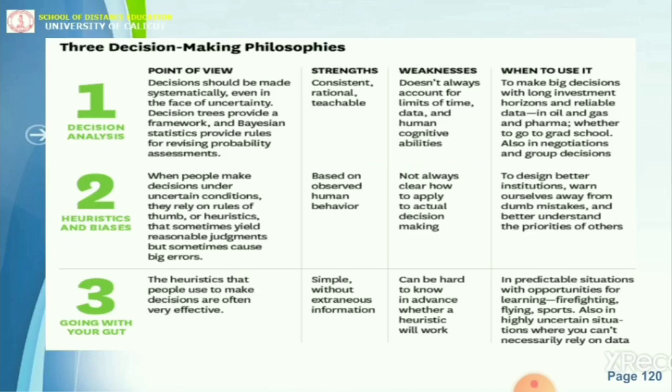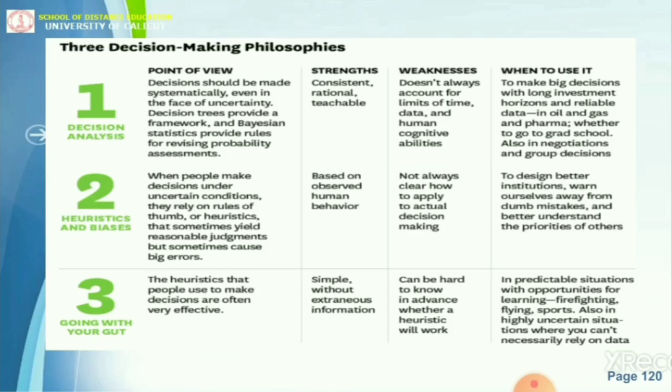Here you can see three decision-making philosophies. The first is decision analysis, the second is heuristics and biases, and the third is going with your gut. In the first column we have the point of view. That means the decision should be made systematically even in the face of uncertainty. So in decision analysis we have to decide what is right for you, even when we have different uncertainties. In the next stage we have to strengthen our decisions. How can it be strengthened? It will be consistent, rational and teachable.